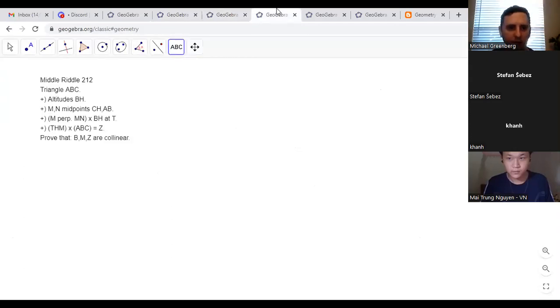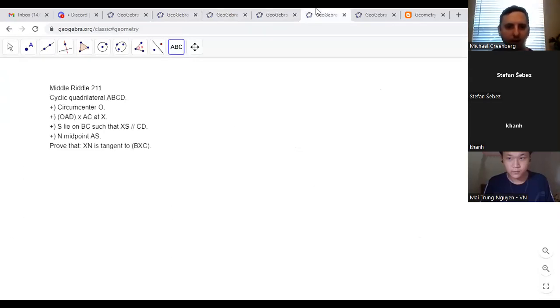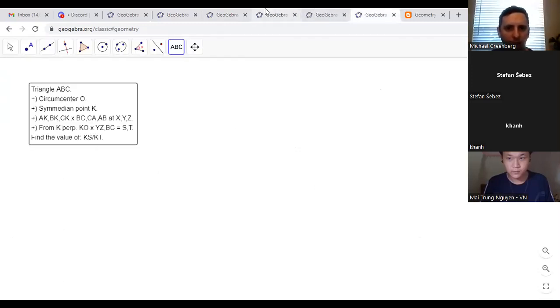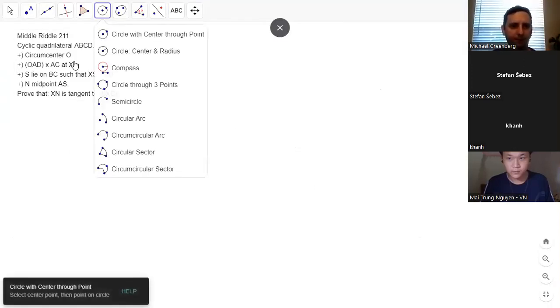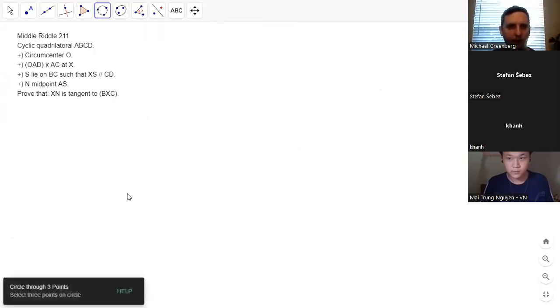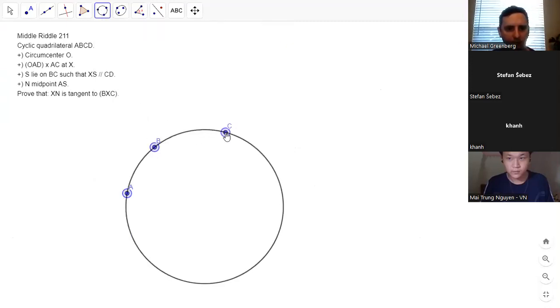Actually, let me try, let's do an easier one this time. So this one looks interesting. Let's do this one. So we have a cyclic quadrilateral ABCD, and O is the circumcenter.